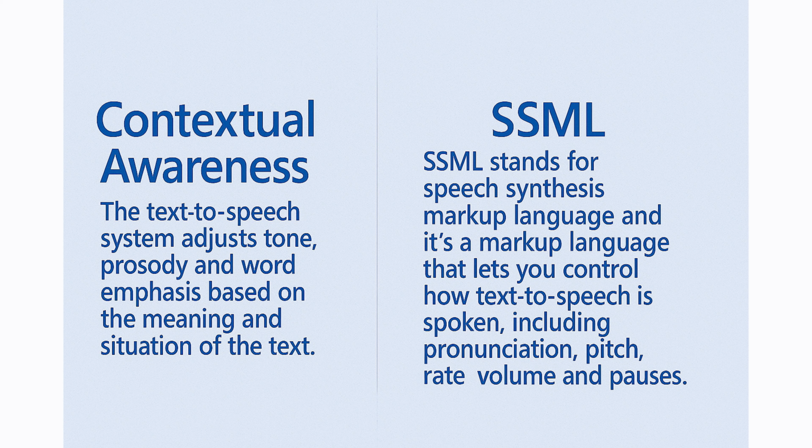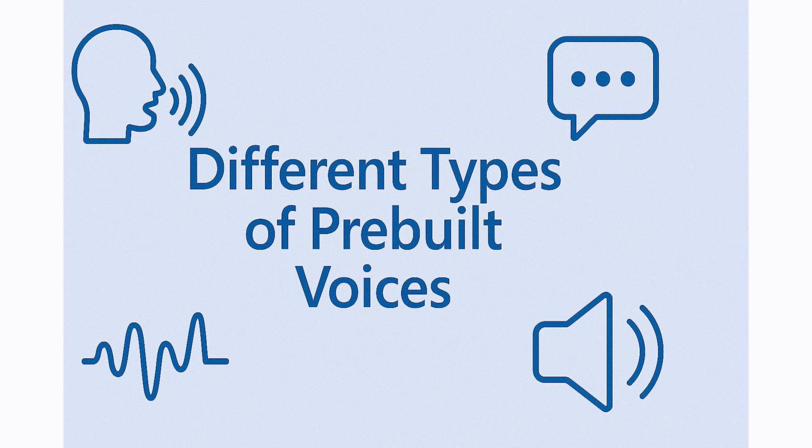The second word you may hear is SSML. So SSML stands for Speech Synthesis Markup Language, and it's a markup language that lets you control how text-to-speech is spoken, and that includes pronunciation, pitch, rate, volume, and pauses. Okay, now we have the understanding of those words. Let's talk about the different types of pre-built voices.